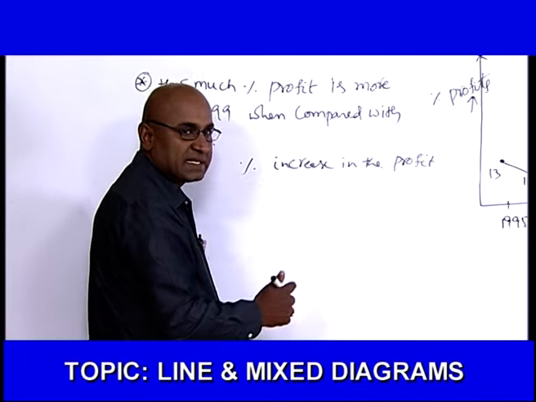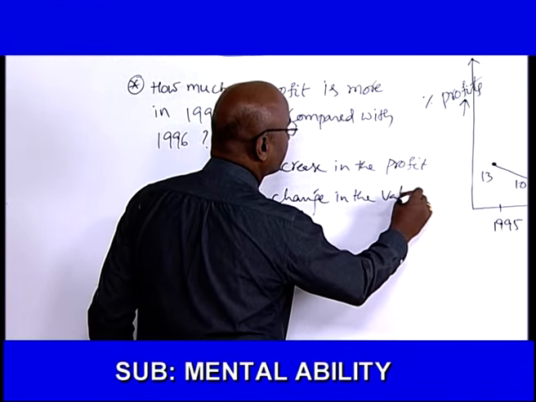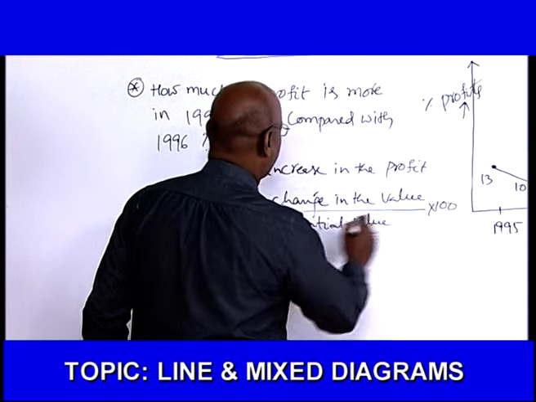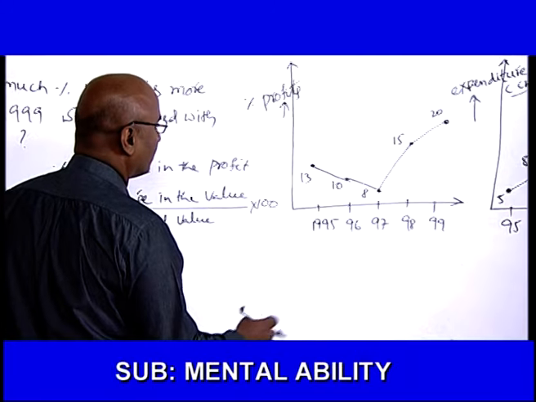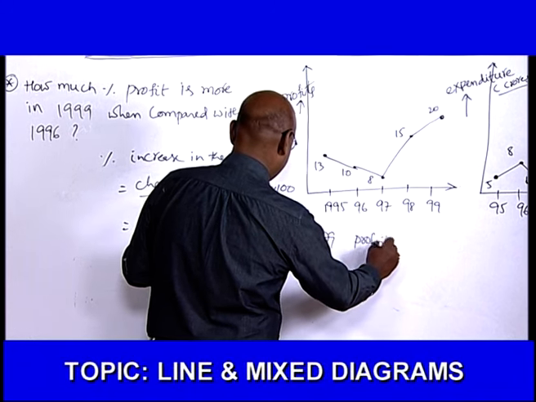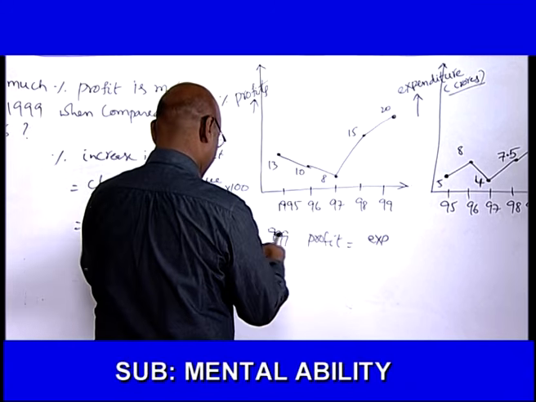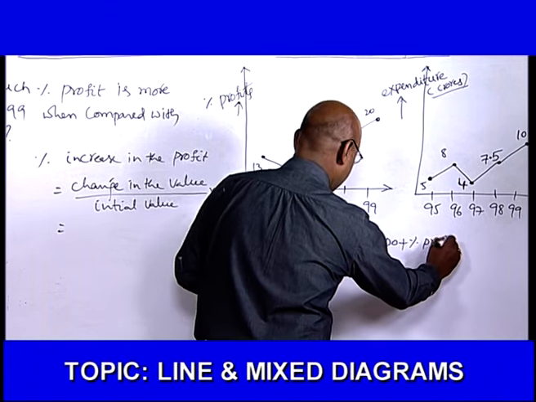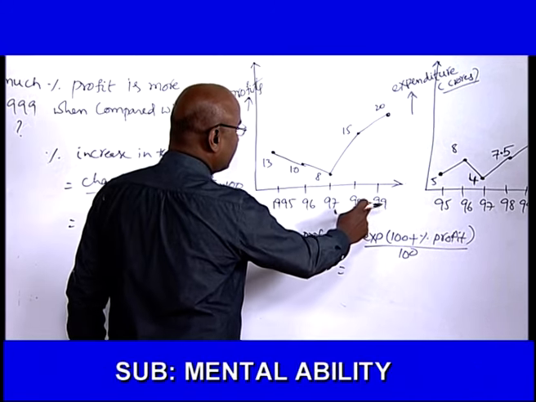So percent increase or percent change is equal to change in the value by original value or initial value into 100, or comparing value into 100. So for the change in the value, in the year 1999, profit is equal to expenditure into 100 plus percent profit by 100.